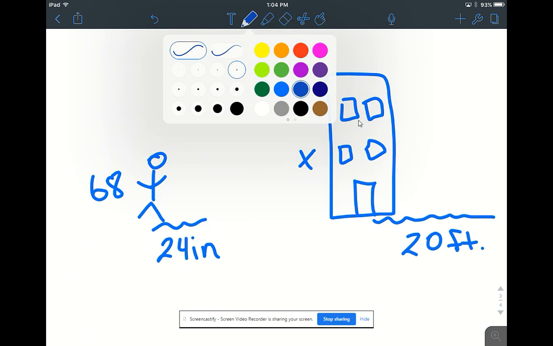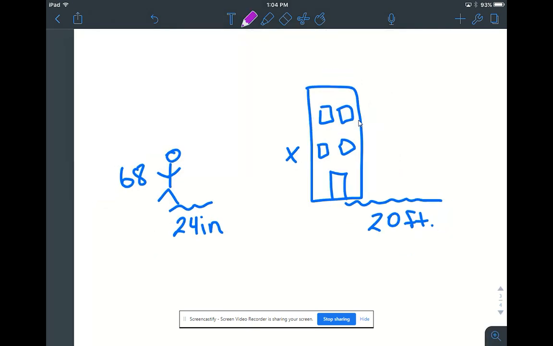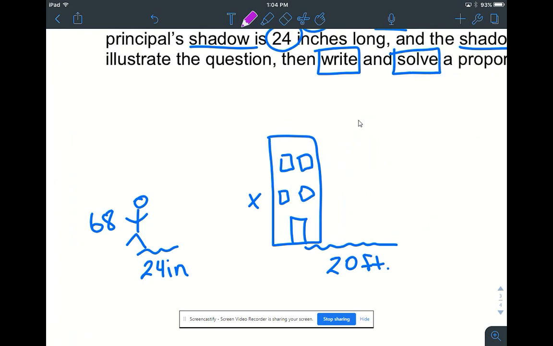Let me pick a different color. What color do you guys want? Oh, can't hear you. Haha, I'm picking purple. All right, so we drew a picture. Now we need to write and solve a proportion. Well, Ms. Vogler, how am I going to do this?